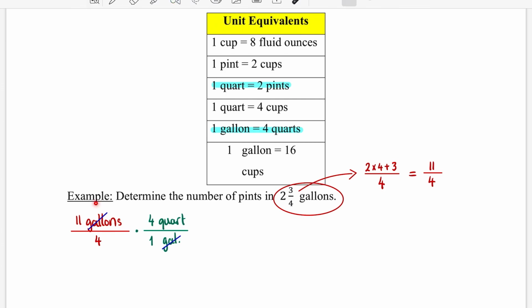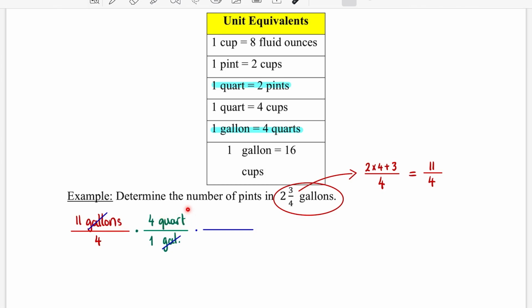Now, if I stop right here, I will have quart. But the question doesn't ask me to convert gallon to quarts. It asks me to convert from gallon to pints, so I need to keep going. So now I'm multiplying by another fraction, and this fraction must be equivalent to 1 as well, because I don't want to change the value of 11 over 4. I just want to convert the gallon. So make sure that all of the fractions that I'm multiplying by are always equivalent to 1.